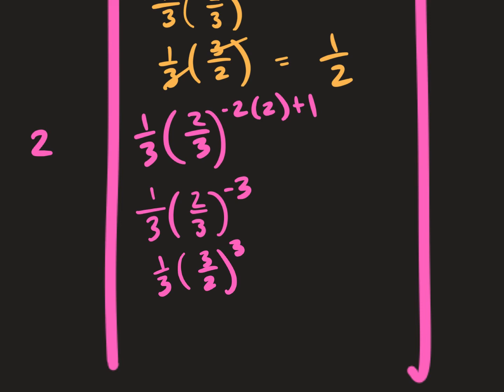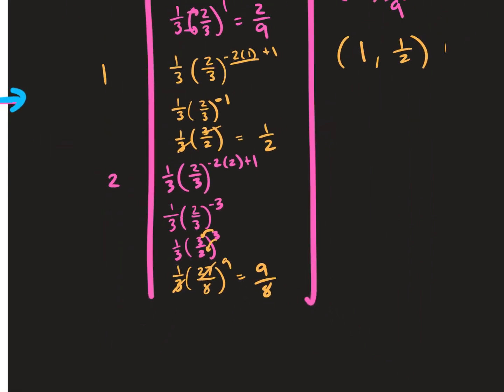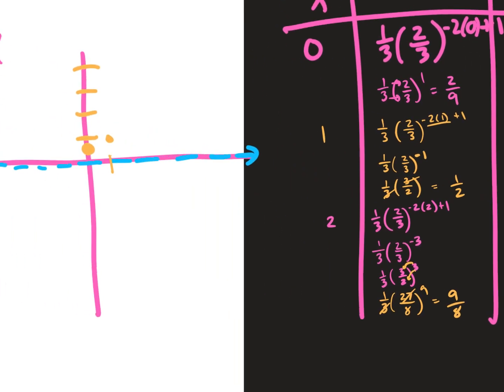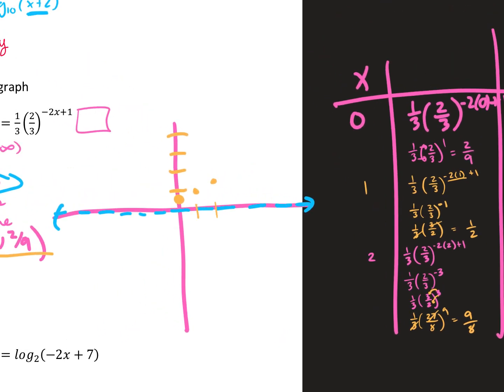Now how do I cube this? Perfect. You have to cube the numerator and the denominator. So this would be 1/3 times 27/8. And then 3 goes into 27 9 times, so this is 9/8. So I plugged in 2 and got 9/8. 9/8 is a little bit more than 1, so it's going to be a little bit higher. And then once you have a few points, you can plot your graph.